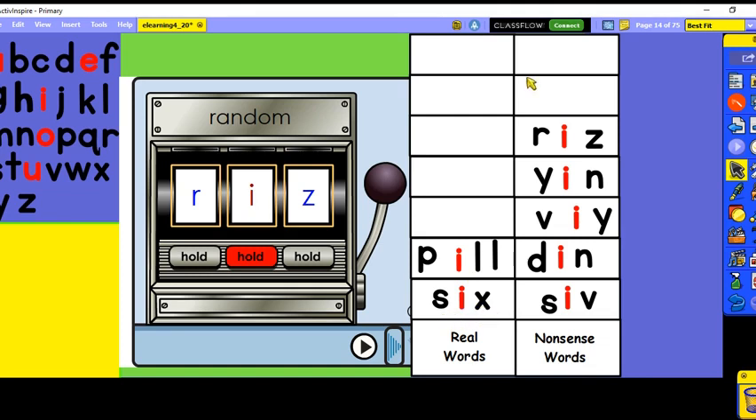Six. Is, riz. In, yin. V. In, din. Sieve.